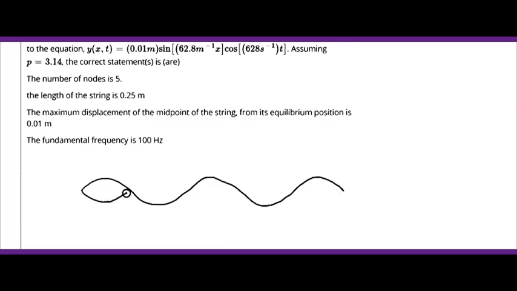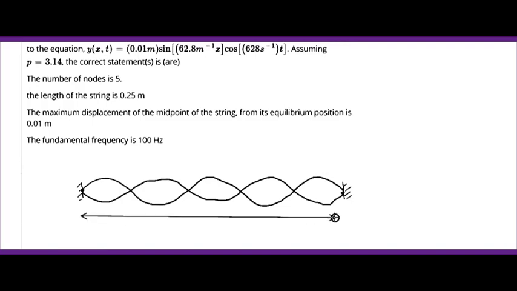And in the other direction, it will be like this. Okay, it's not an accurate diagram, but still we can manage with it. So these are two ends, and there will be a node at the two ends. So this will be the length of string. Let me draw it like this.